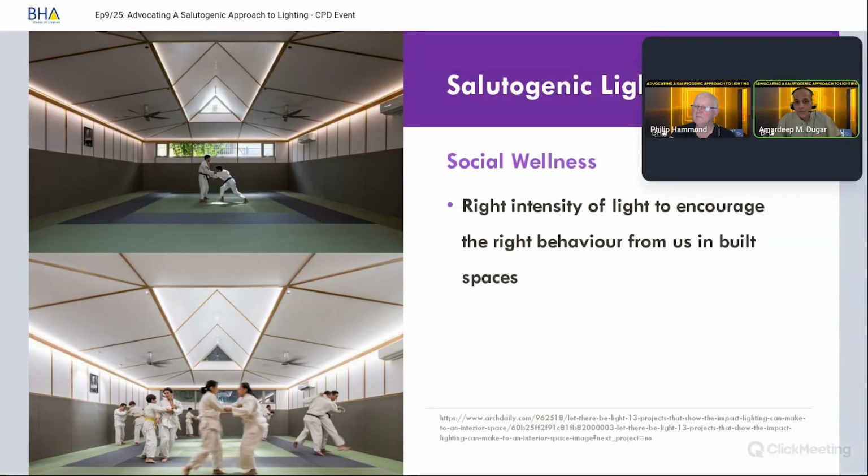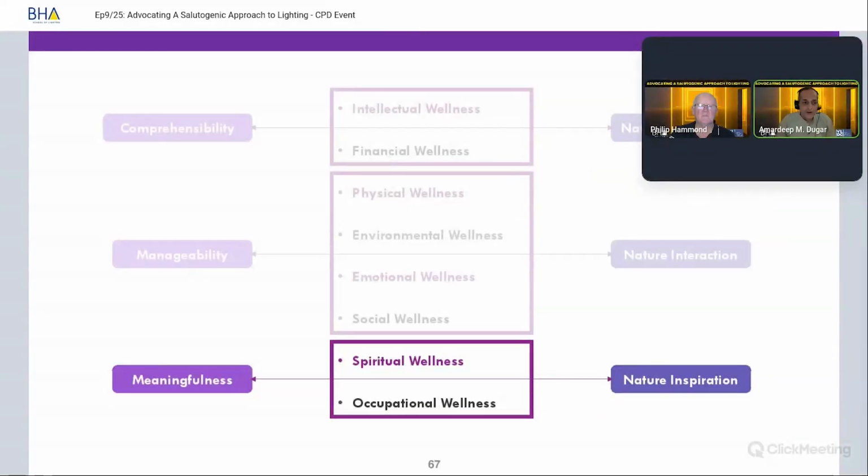And if I'm to put these together in terms of social wellness, it's the right intensity again, which encourages the right behavior. So when you have bright light, you interact with the surroundings, and when you have dim light, you interact with one another. So here again, your social wellness and your emotional wellness are directly related to lighting. Now that's the first block. Let's look at the second block of meaningfulness and nature inspiration, where I'm putting these together in terms of spiritual and occupational wellness.